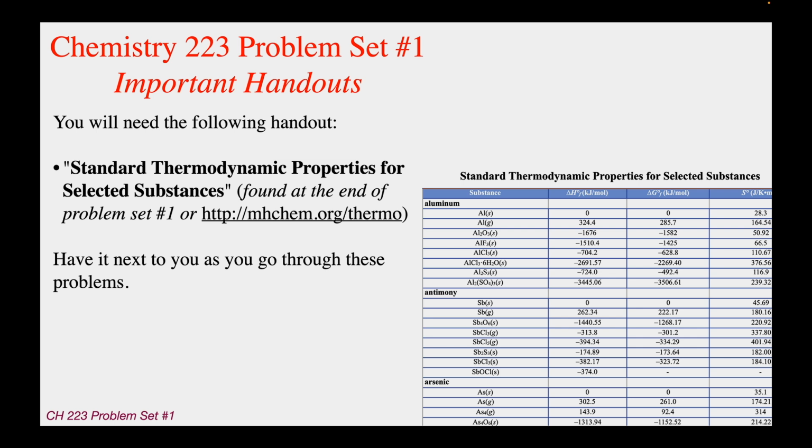Now, in Chemistry 222, we use the enthalpy table, the delta H formation values, but we're going to use the delta G and the entropy S values in this particular problem set as well. So make sure you have access to this. It is at the end of problem set number 1. You can also find it at mhchem.org/thermo. Either way, make sure you have this in front of you. You will need the values to do this problem set. Okay, let's get into the problem set and see what it has to offer.